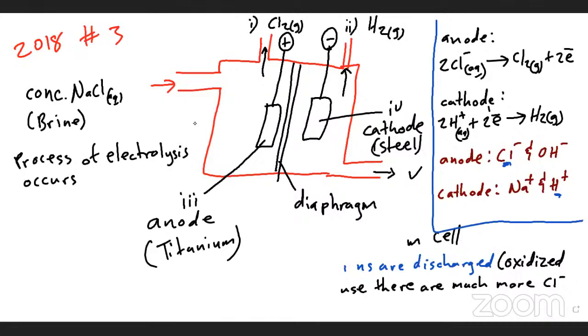What else do we need to label? Coming out of here would be sodium hydroxide. Give me a second. You will have sodium hydroxide coming out. So I was just showing you the process and the reactions.